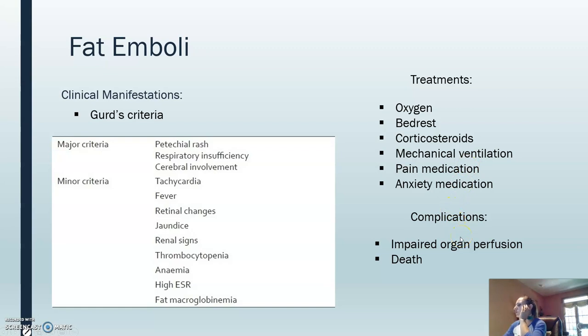The complications would be impaired organ perfusion if they just can't get enough oxygen, and eventually maybe death if it's something that we can't control.